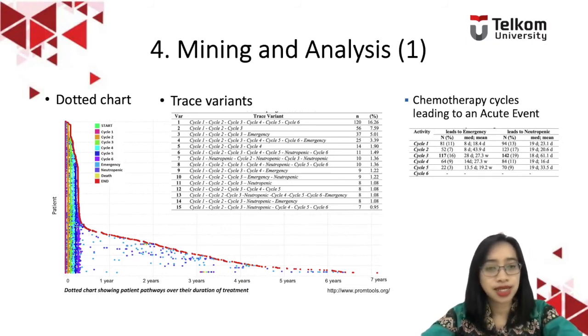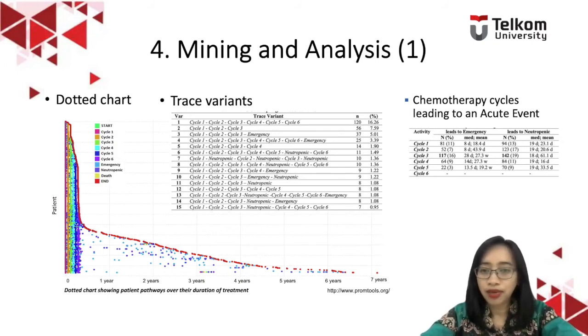We discussed with the clinician why this happened. They said that maybe this patient might have changed the regimen of the chemotherapy, which is outside the scope of this study. And then the third one, we have cycle 1, cycle 2, cycle 3, and then emergency, and stopped. They didn't continue to cycle 4, 5, 6, meaning that these patients had an emergency admission that stopped them from continuing the cycles of chemotherapy, and so on.